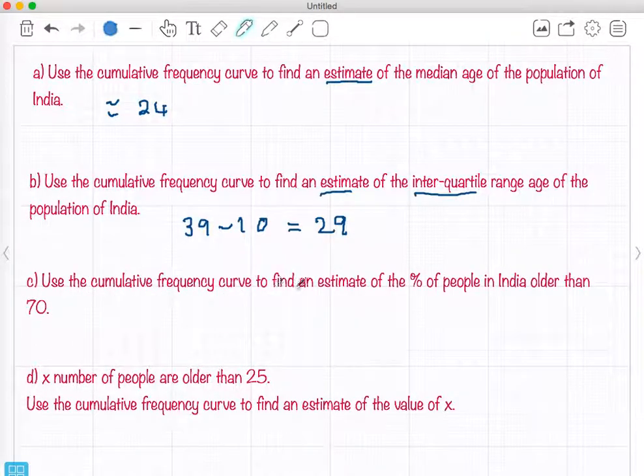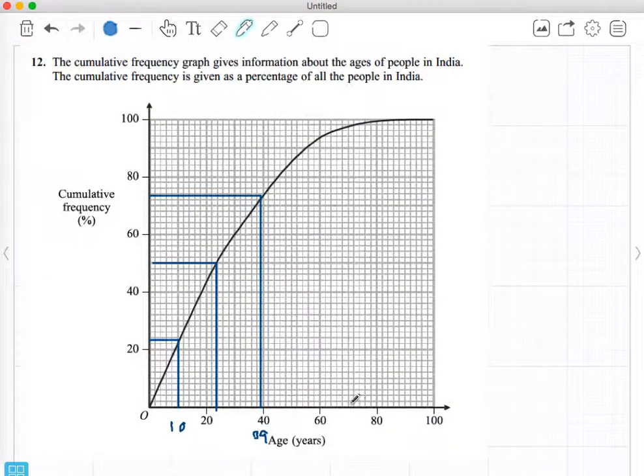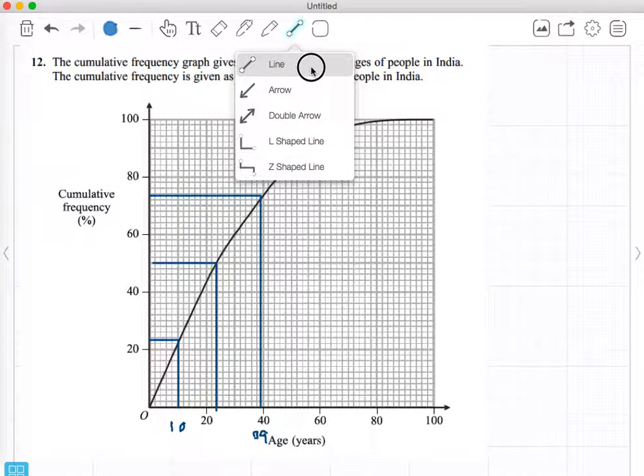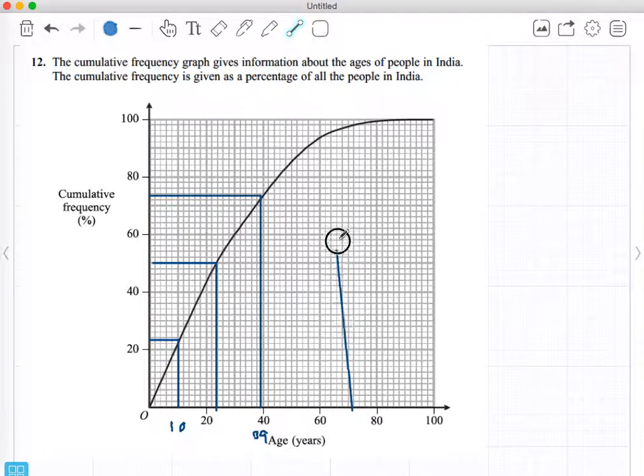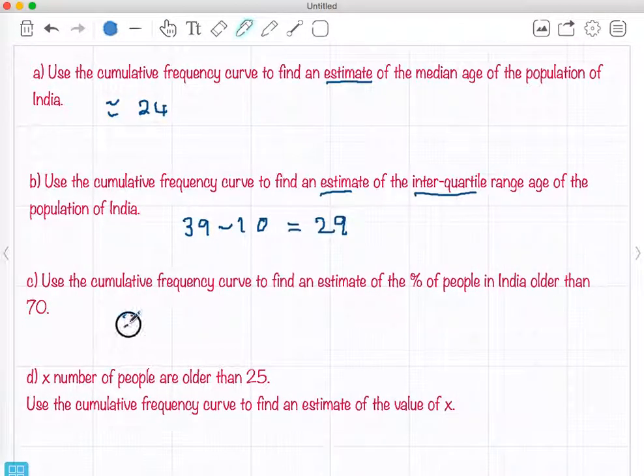Use the cumulative frequency curve to find an estimate, again an estimate, of the percentage of people in India older than 70. What percentage are older than 70? So we know that they're 70, so we're going to go along this time to the bottom. But again, I'm going to draw a line. So here at 70, we're going to go all the way up. And then we're going to go across. What percentage are older than 70? Well, this is 90 here, so it looks like this would probably be about 98. So we've probably only got roughly 2% of the population older than 70.